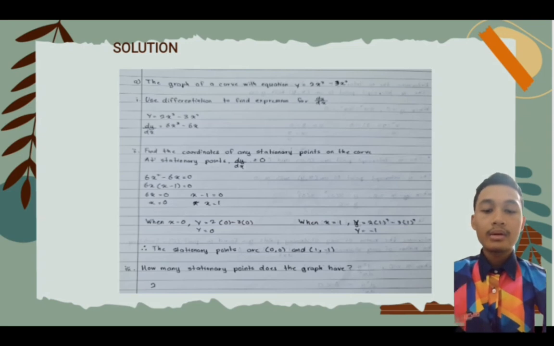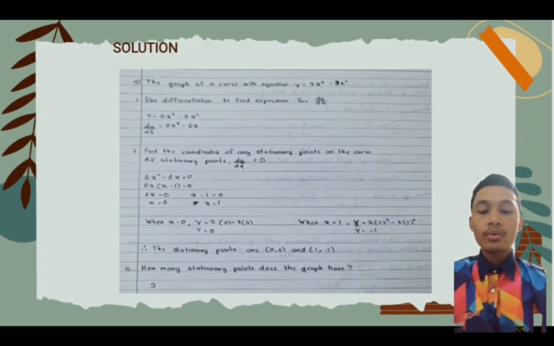Find the coordinates of any stationary point on the curve. At a stationary point, dy over dx equals 0. 6x squared minus 6x equals 0. 6x in bracket x minus 1 equals 0. 6x equals 0, x equals 0. x minus 1 equals 0, x equals 1.